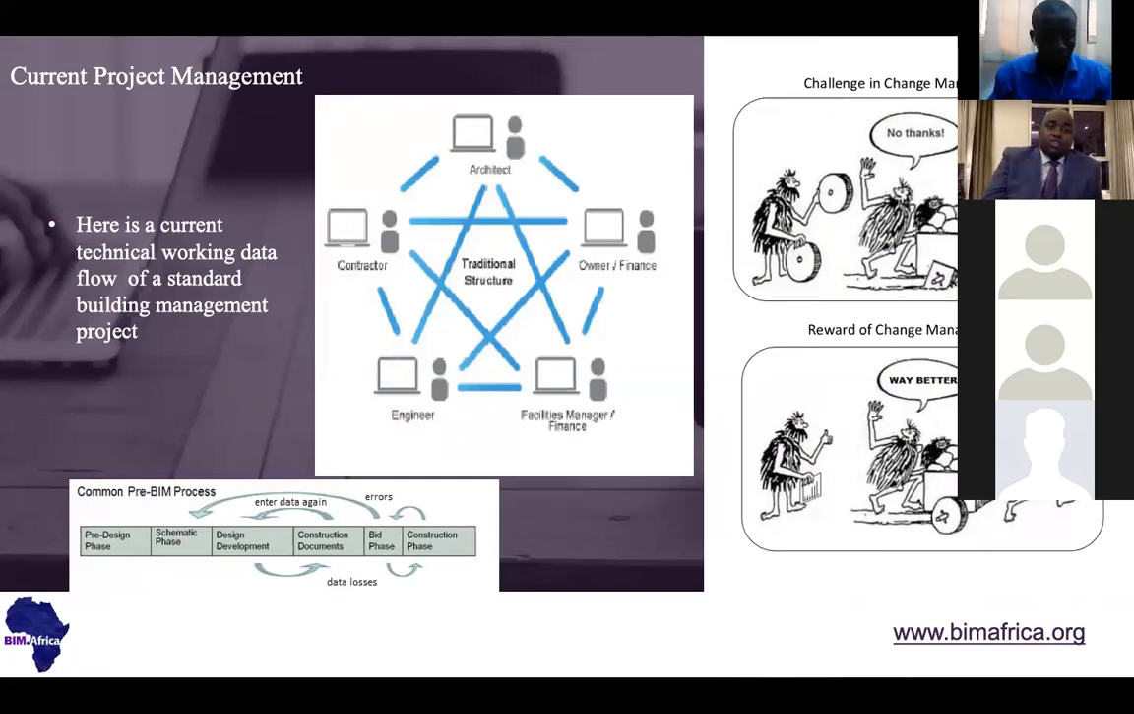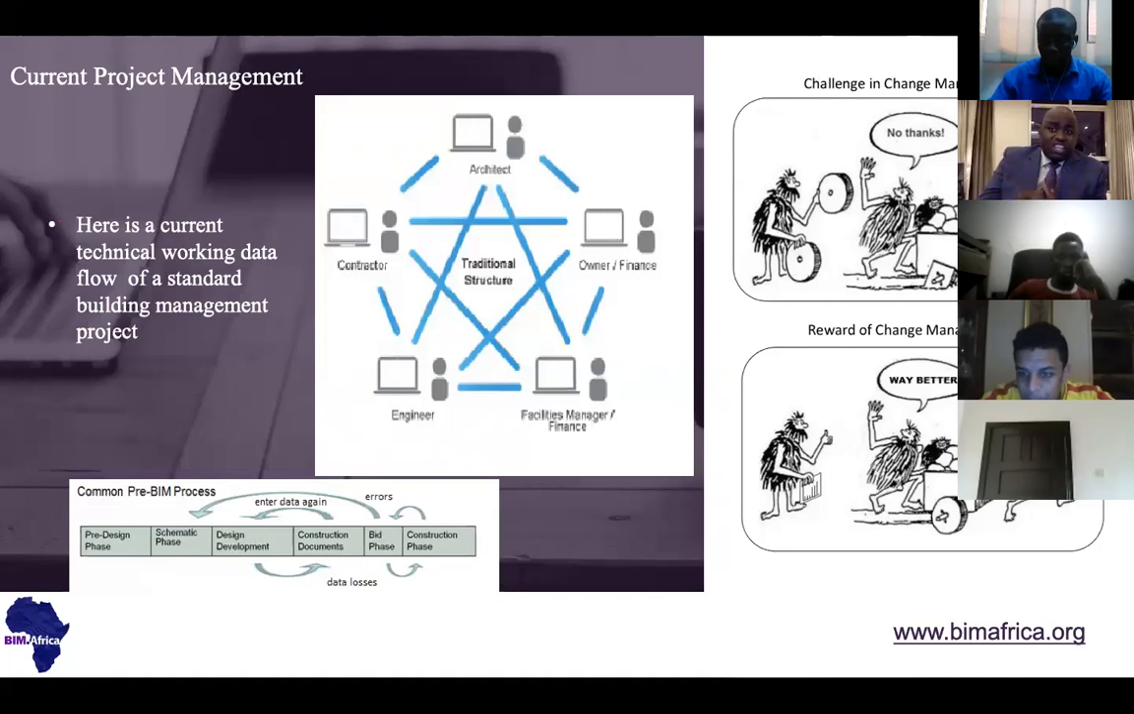You see, there is always that need that the architects need to talk to the owner, contractor, facility managers, engineers. They always need to share the information. But you could see here that in the common pre-BIM processes, there is always that issue of re-entering the data. As a consequence, you see errors, some data loss, and other things. So what BIM comes with, it's very important for us to reflect on what is on the right side now, which is challenge and change management, which is particularly relevant to the situation within information modeling.